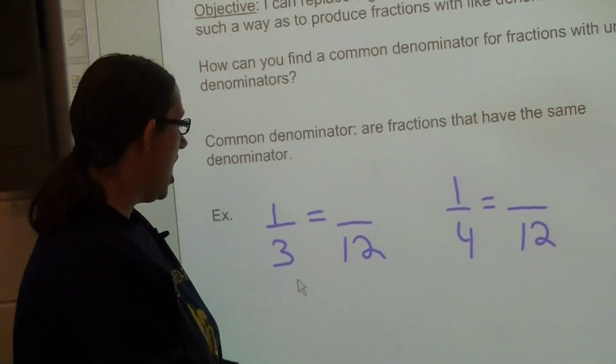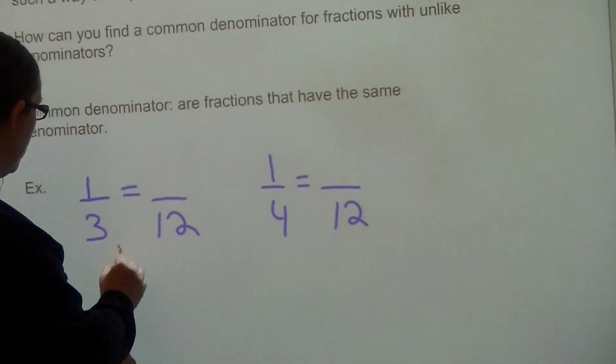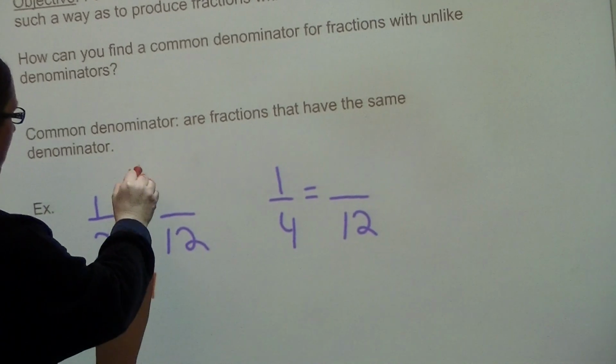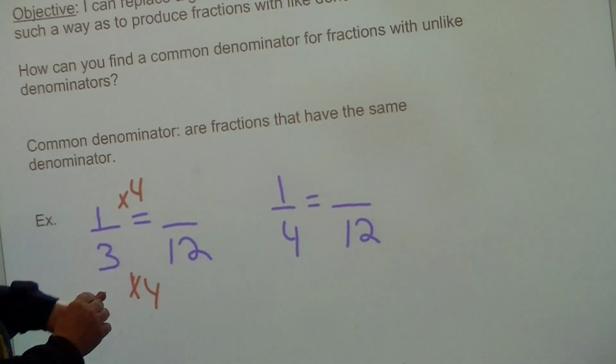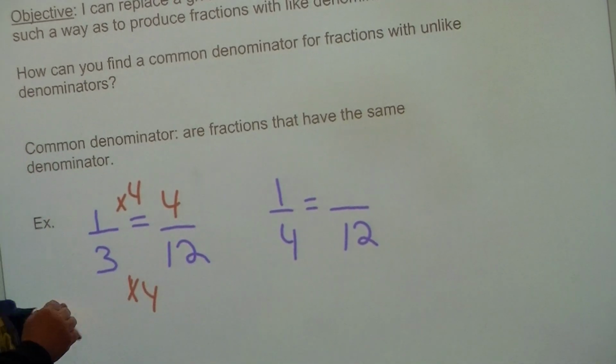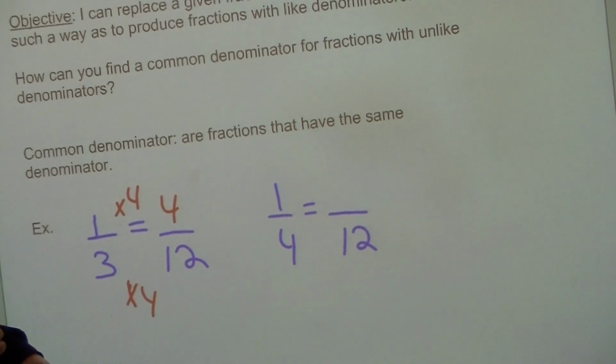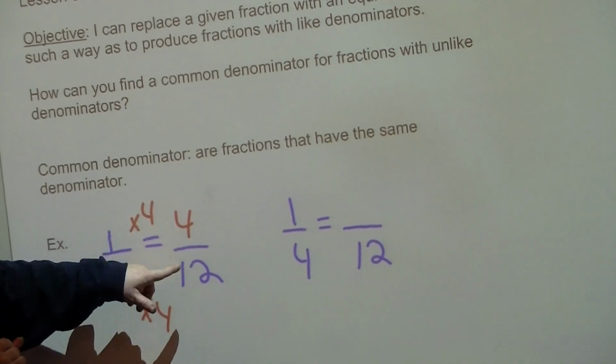Okay, sorry, 5th grade. All right, so again, we said 3 times 4 was 12. So we do the top by 4 to get our equivalent fraction. So 1 times 4 is 4. So that's how you change 1/3 into 12ths. How many 12ths are there? 4. So there's 4 12ths.